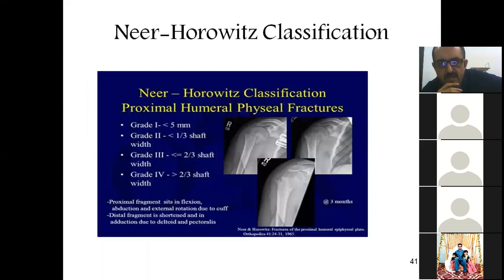The classification is called Salter-Harris... the Neer and Horowitz classification. Grade 1 is less than 5 mm. Grade 2 is less than 1/3 shaft width displaced. Grade 3 is more than 1/3 and less than 2/3 shaft width. And grade 4 is more than 2/3 width displaced.